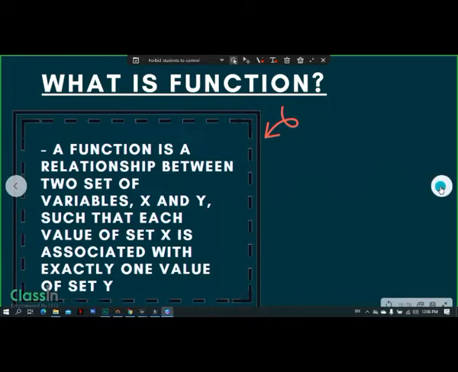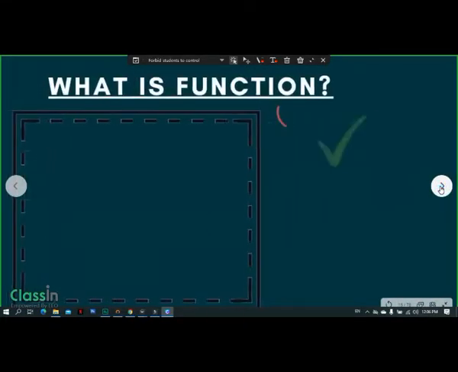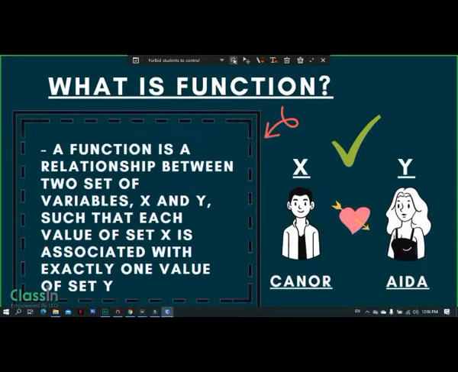So, para mas maintindihan po natin, I have an example here. Let's say that si Kanor po, siya po yung x mo. Okay? And then, yung y natin ay si Aida. So, si Kanor ay may relasyon lang kay Aida. Hindi siya pwede magkaroon ng relasyon sa iba in order for us to call this a function. So, in this example, si Kanor ay may relasyon kay Aida. Okay? And then, pinili niya na si Aida lang yung magiging karelasyon niya.